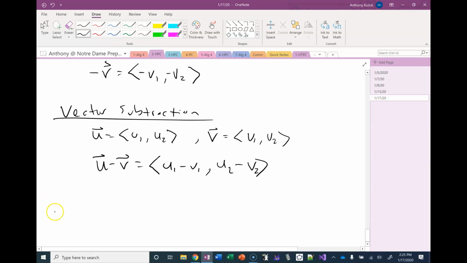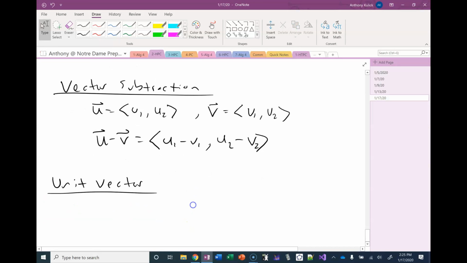Okay. Next thing we want to do is define a special kind of vector called a unit vector.